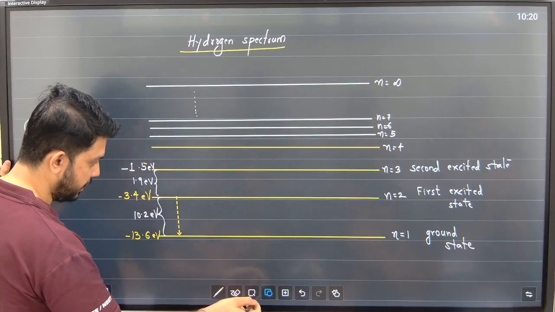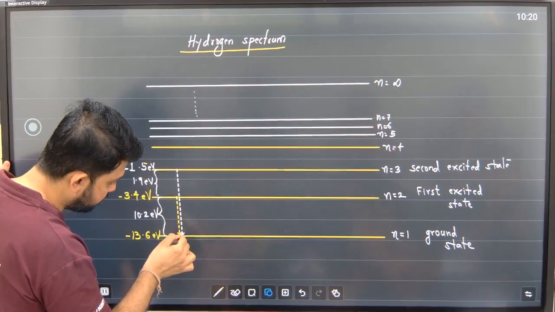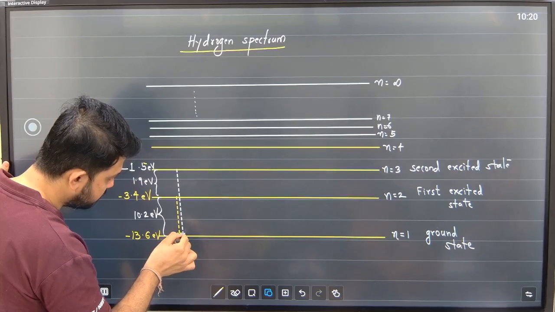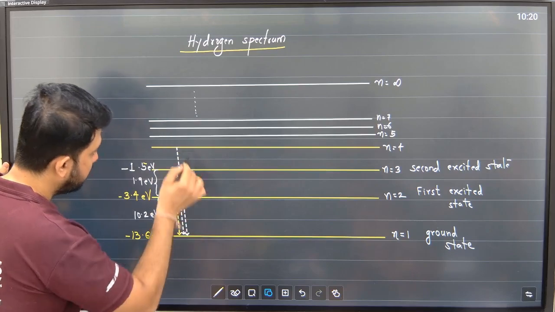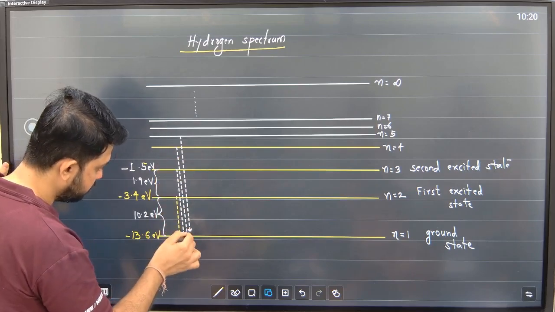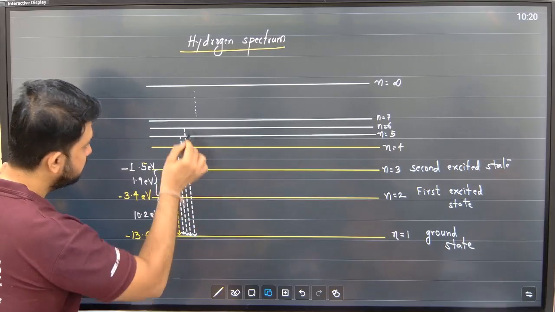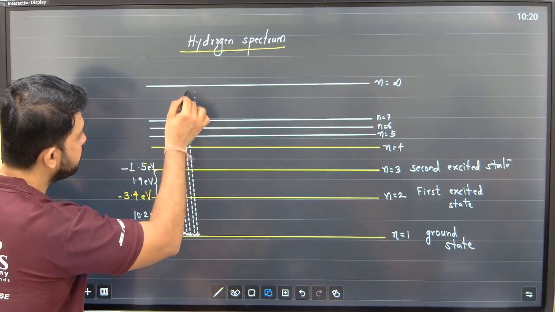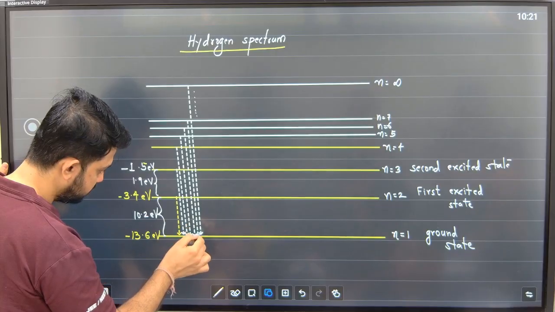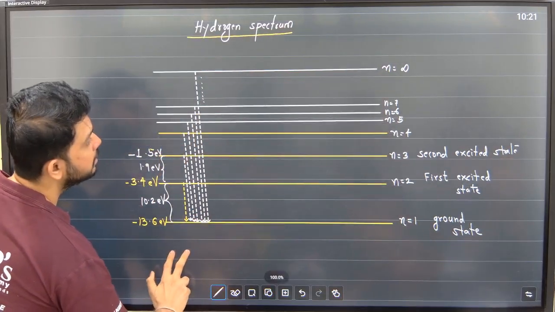We will study that ahead. It can jump from a higher energy level to a ground state, higher energy level to ground state. This keeps on happening, and lastly it can go from infinity to the ground state. With me till here?